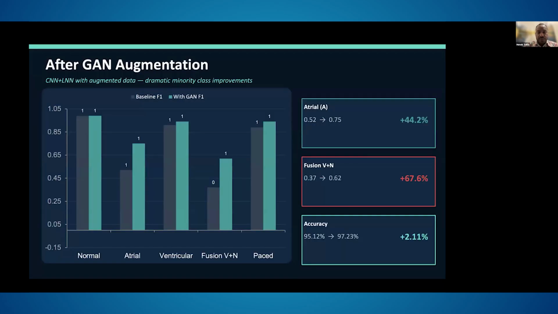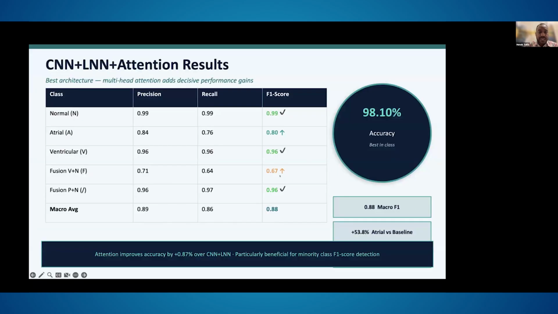After doing data augmentation, we managed to increase the F1 score for those minority classes. Some increased by 44%, some by 67%. The total accuracy jumped from 95 to 97%. This is what it looks like now with, on top of CNN and LNN, adding attention. Attention also made the algorithm more accurate.